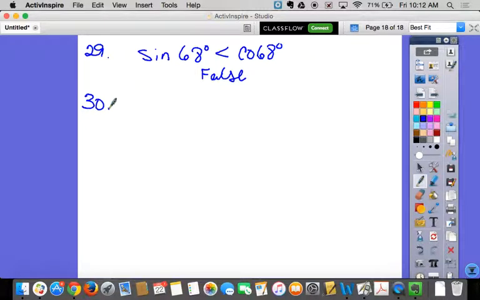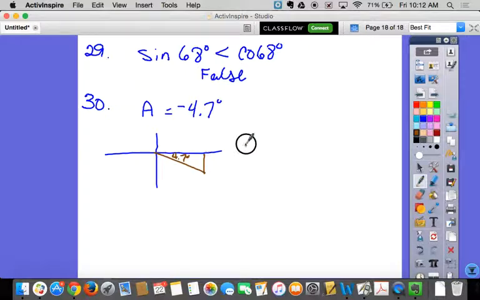All right, number 30. It says A is negative 4.7. The question says find the reference angle. Just think about it. If it's negative 4.7, you swung down a little bit. 4.7 is your reference angle. So it's option C.